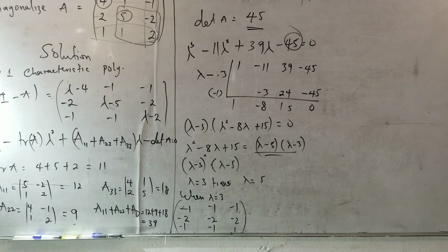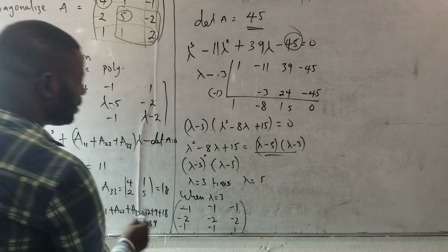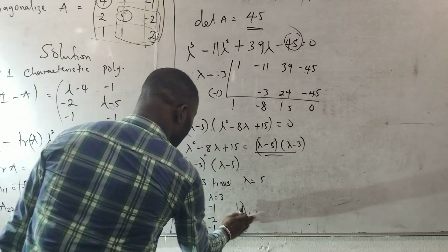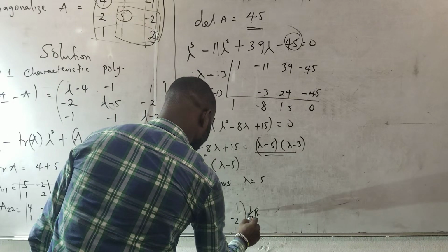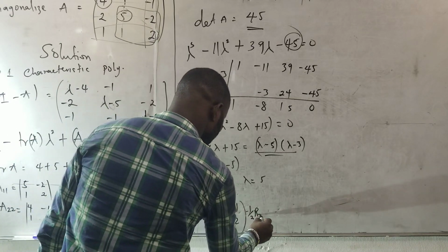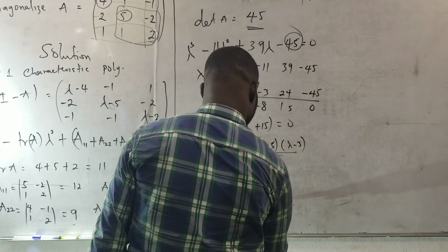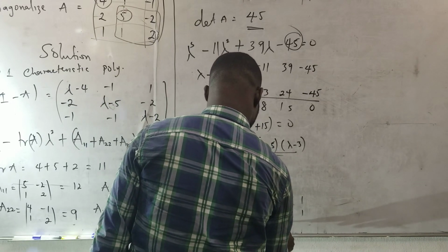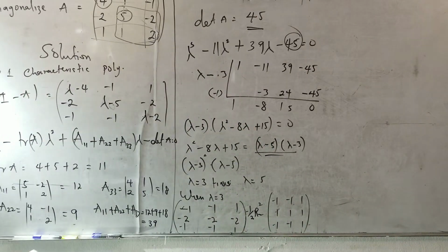Oh, yes. Now, this is going to be 1. Sorry, I made a mistake. This is 1. Now, for me to have that, I can now say row reduction. The first thing I will do, I can say that R2 is going to be minus R2. And by so doing that, I'll be having minus 1, 1, 1, 1, and minus 1, 1.